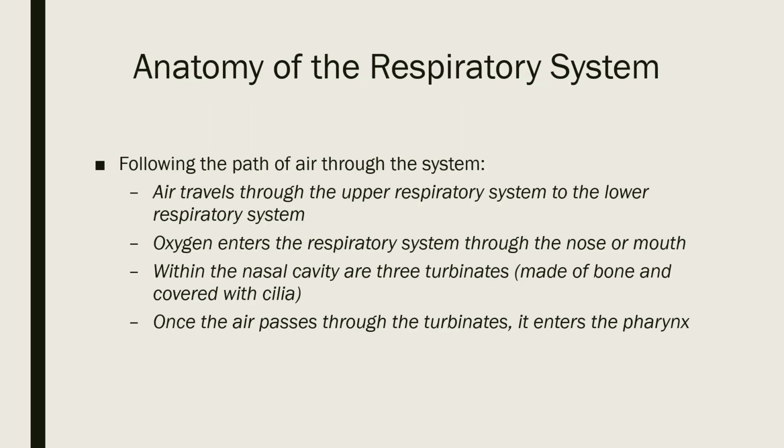So the anatomy of the respiratory system. If we follow the path of air through the system, air is going to travel through the upper respiratory system to the lower respiratory system. Oxygen will enter the respiratory system through the nose or the mouth. Within the nasal cavity are 3 turbinates, and these are made of bone and they are covered with cilia. Once the air passes through these turbinates, it will enter the pharynx.